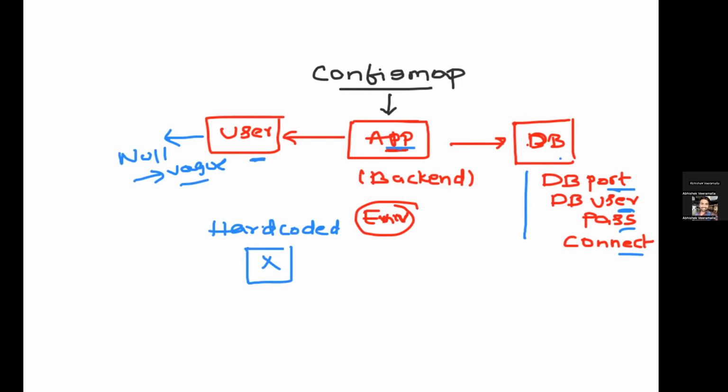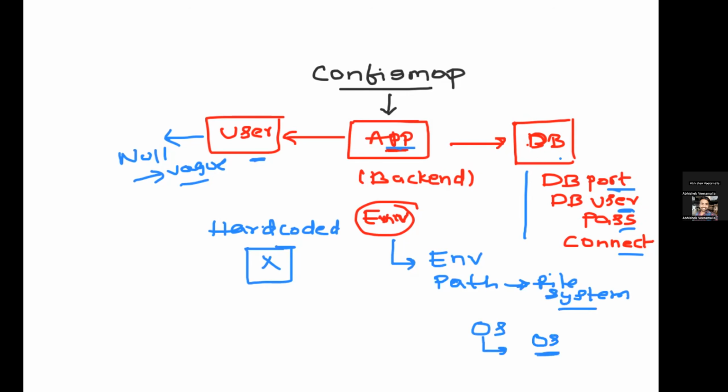To solve this problem, you will not hard code this information inside the application. A general practice, and we are not talking about Kubernetes at all, is to save this as part of an environment variable, or save it as a specific file in a specific path inside your file system. And you retrieve this information from the file system using OS modules. Let's say you're using Python, you can use the OS module. If you're using Java, you can use the operating system libraries that Java supports. This is how you read the information.